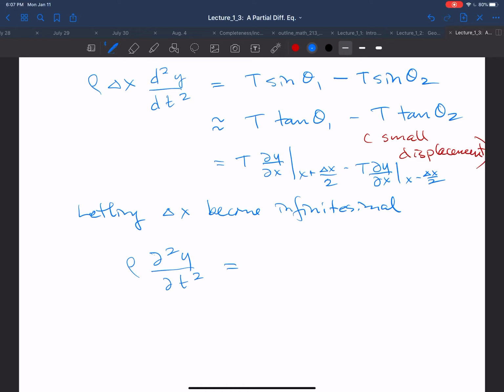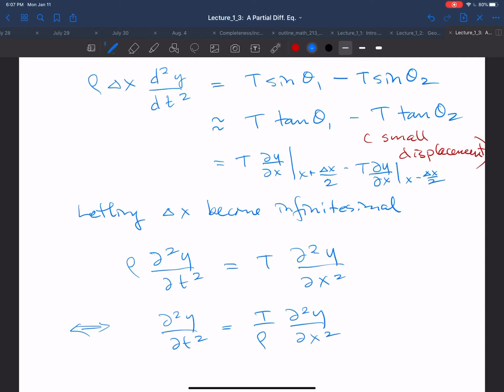Equals T times ∂²y by ∂x². Or, in other words, ∂²y/∂t² equals T over rho times ∂²y/∂x². This is called the wave equation.